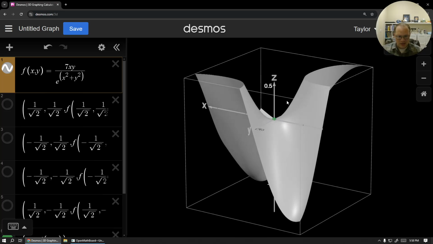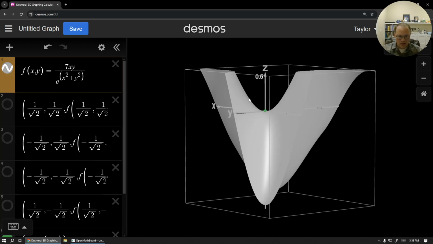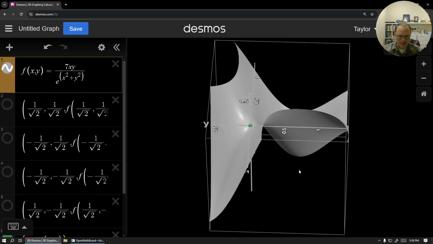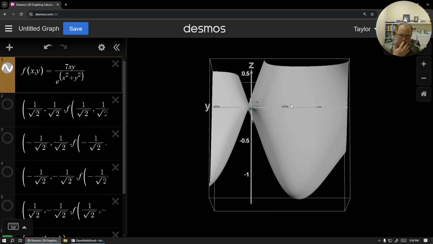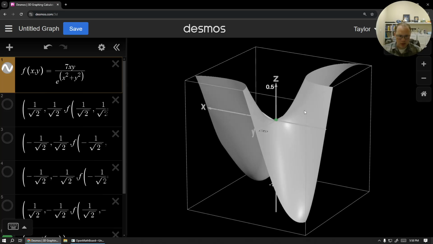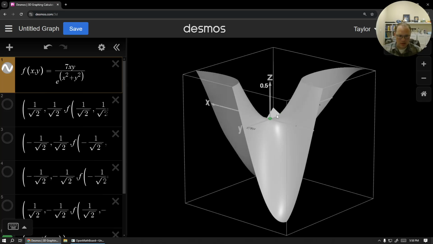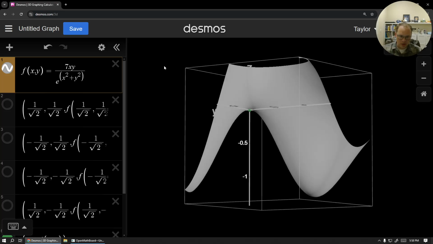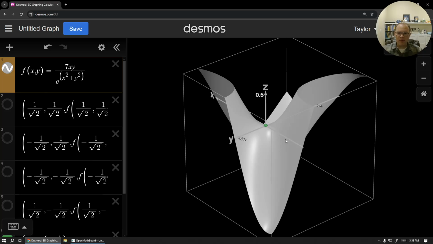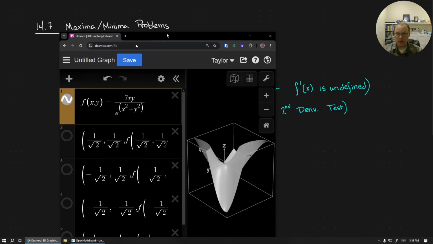In its immediate vicinity, it's flat, right? In this direction, you can kind of see in the cross section it's a local minimum. In this direction, you can kind of see in the cross section it's a maximum. And so in every direction, it's horizontal, but it is neither a maximum nor a minimum. It's actually a saddle. It's a saddle point, right? In one direction, it's a local minimum. In another direction, it's a local maximum. Okay? So we need to be aware of those too, and we need a way to distinguish between them.